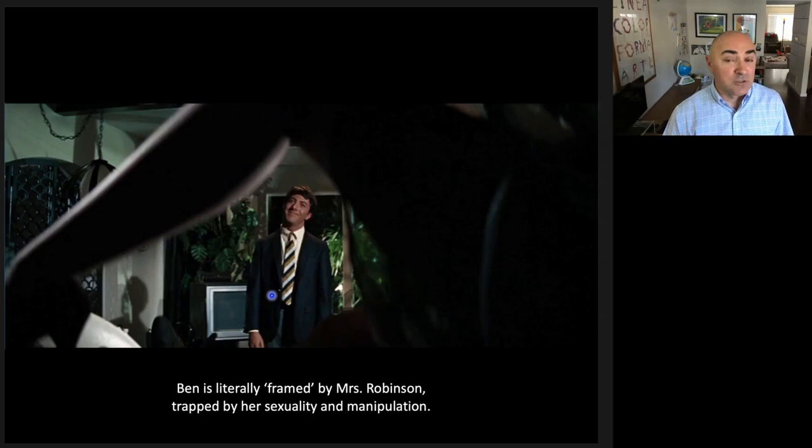Notice here the composition of the frame. Composition is important. He is literally framed by Mrs. Robinson. Trapped. That's a motif. We've talked about him being trapped. This shot tells us that she's got him where she wants him. Not to be vulgar about it, but right between her legs. Right? Right in the crook of her knee. It's a very visually powerful moment.